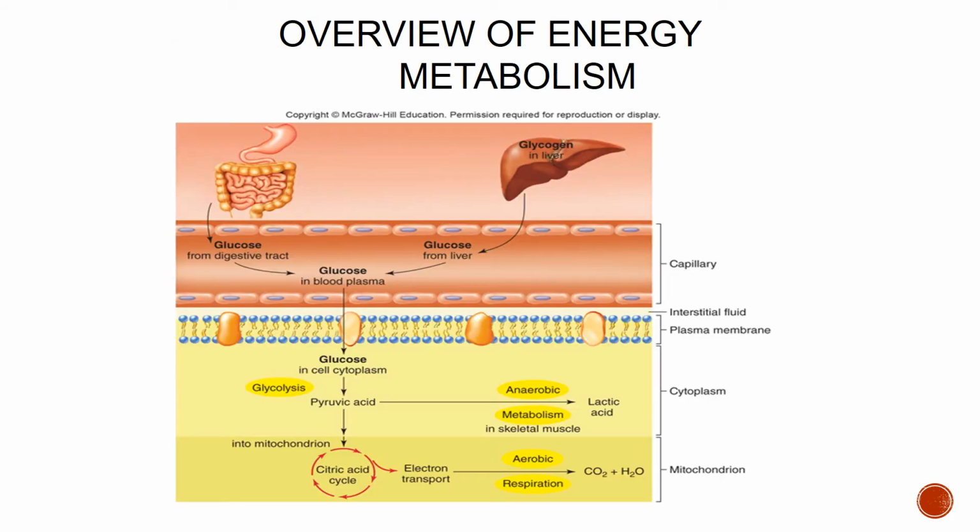The glucose that we get for us to use as energy comes from the digestive tract as well as from the liver where it's stored, and then also from blood plasma. Then glucose will travel into the cell cytoplasm, where it can start the breakdown process. The first stage again is glycolysis, and then the byproducts can enter the citric acid cycle in the mitochondria, and this is for aerobic conditions.